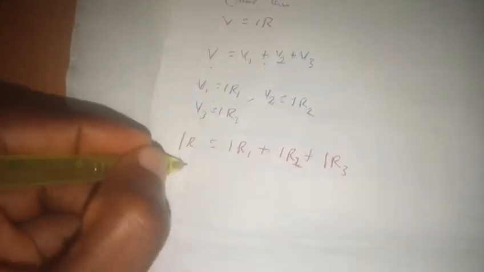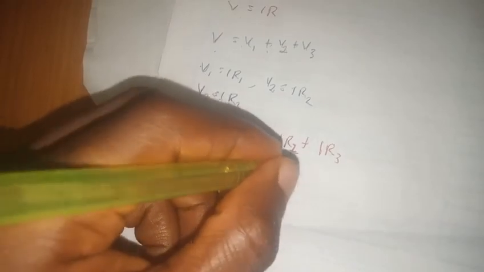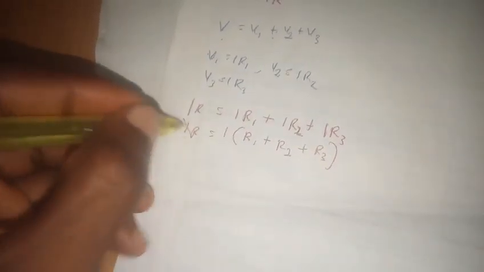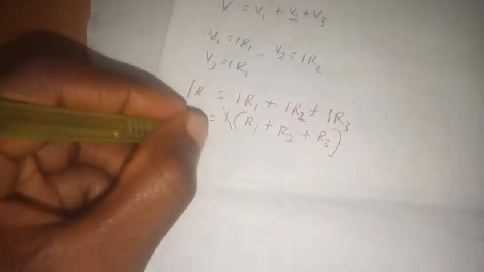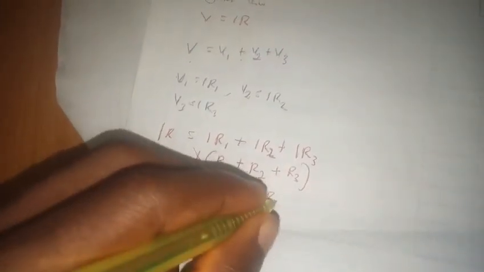Okay, bring out the common factor. IR is equal to I(R1 + R2 + R3). In this case this I is going to cancel this I, so therefore we have the total resistance in a series connection is R1 plus R2 plus R3. That's for the one in series.